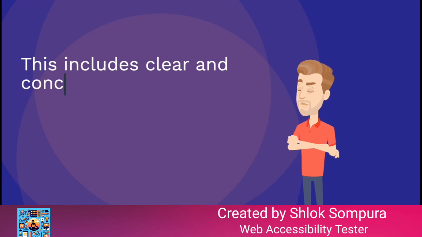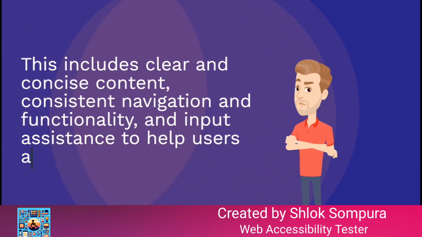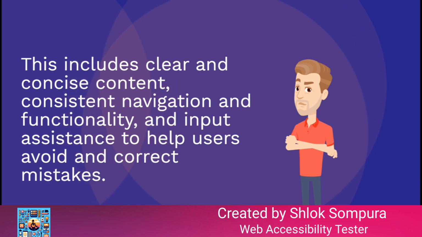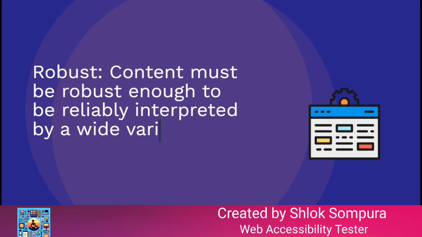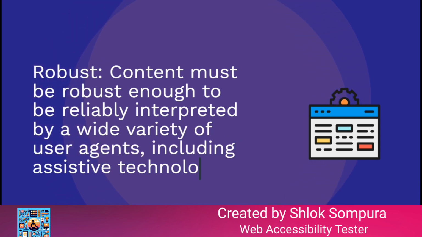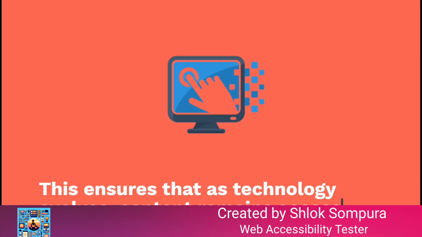This includes clear and concise content, consistent navigation and functionality, and input assistance to help users avoid and correct mistakes. Robust: content must be robust enough to be reliably interpreted by a wide variety of user agents, including assistive technologies. This ensures that as technology evolves, content remains accessible.